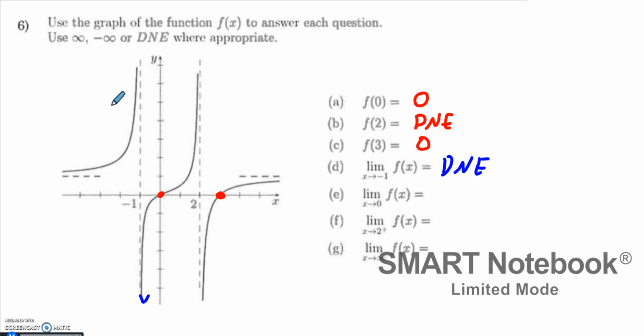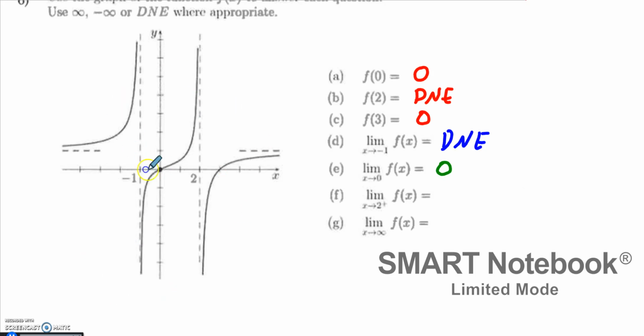If we look at part E, limit as x approaches 0, again, we need to look from both sides. As we approach the graph from the left, it's approaching 0. As the graph is approaching from the right, the x value of 0, it's also approaching 0. So because the limits are the same from the left and the right, and they're both 0, this answer has to be 0.